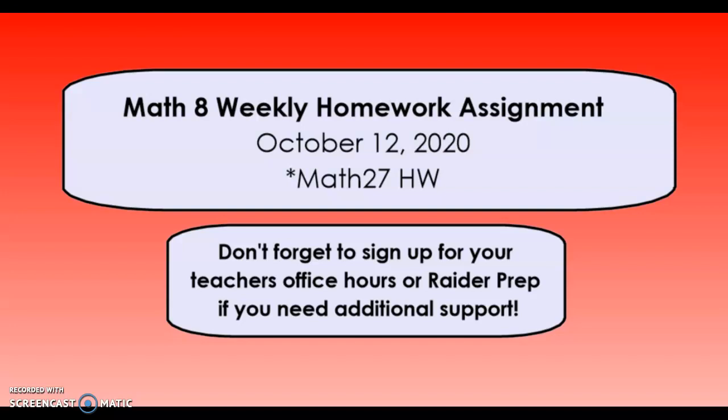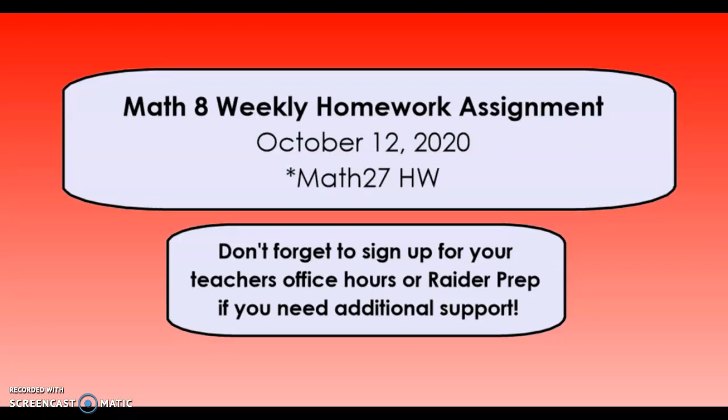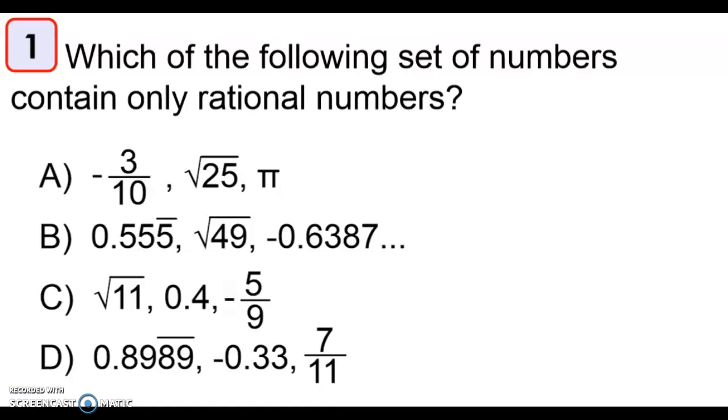Let's get started. Number 1, which of the following set of numbers contain only rational numbers? All right, so let's take a look at answer choice A. In answer choice A, we have -3/10, the square root of 25, and pi. We want to take a look for which one has rational numbers.